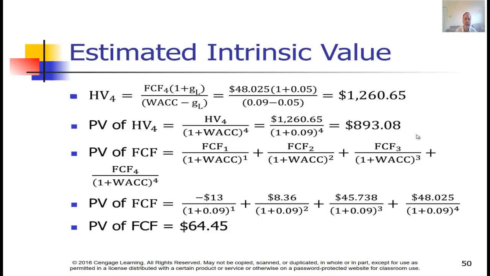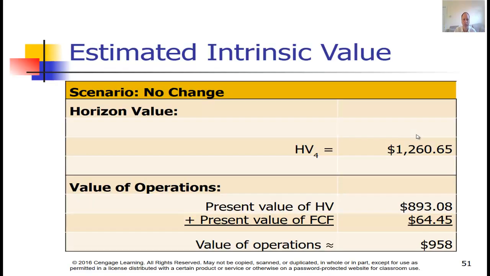We add the present value of the horizon value in year 4 of 893.08, and we get the total value of operations. So the value of operations is the 893 plus the 64, or $958.